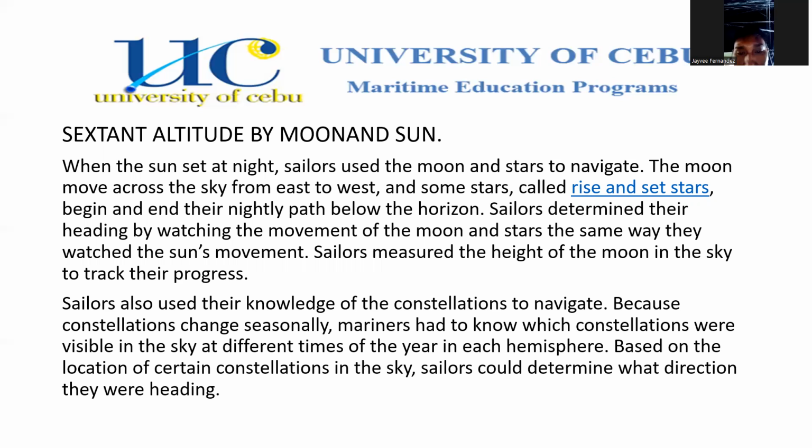Sailors measured the height of the moon in the sky to track their progress. Sailors also used their knowledge of the constellations to navigate because constellations changed seasonally. Mariners had to know which constellations were visible in the sky at different times of the year in each hemisphere. Based on the location of certain constellations in the sky, sailors could determine what direction they were heading. Next page.